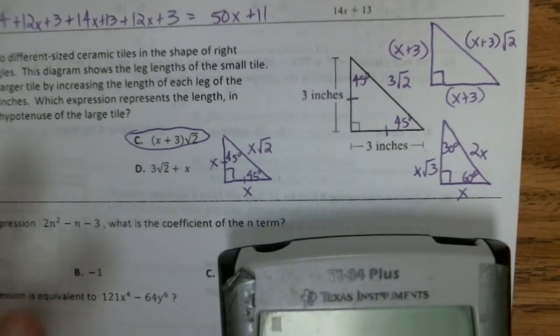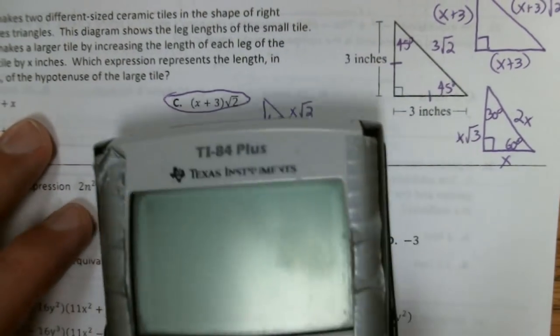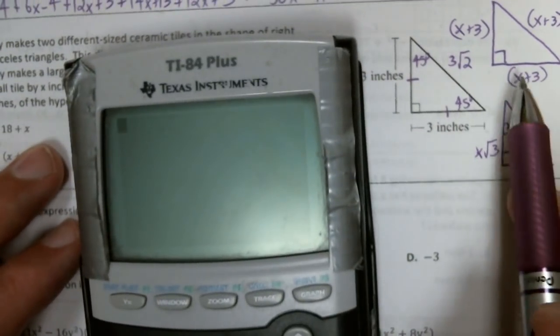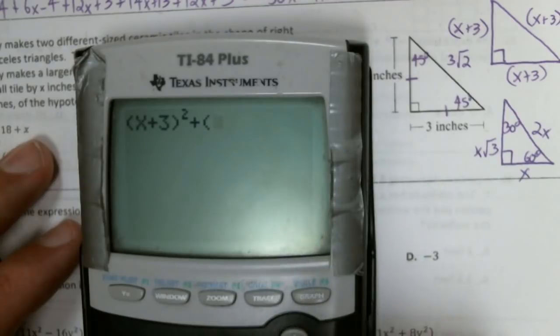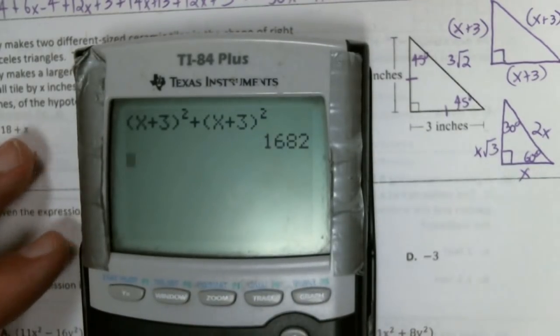So this is the way it would look. Make sure y'all can see this on the calculator. I'm going to do a squared plus b squared: x plus 3 squared plus another x plus 3 squared, and I'm going to get a number. I do not care what that number is.